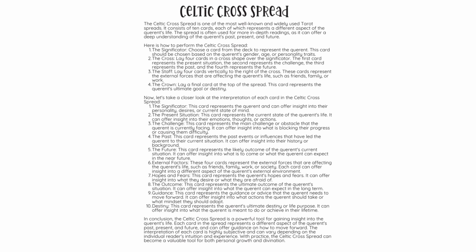The Staff. Lay 4 cards vertically to the right of the cross. These cards represent the external forces that are affecting the querent's life, such as friends, family, or work. The Crown. Lay a final card at the top of the spread. This card represents the querent's ultimate goal or destiny. Now let's take a closer look at the interpretation of each card in the Celtic Cross Spread.